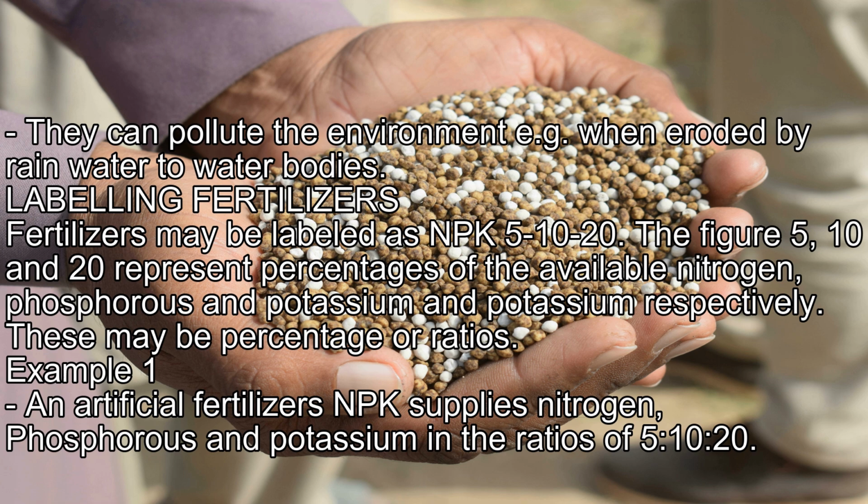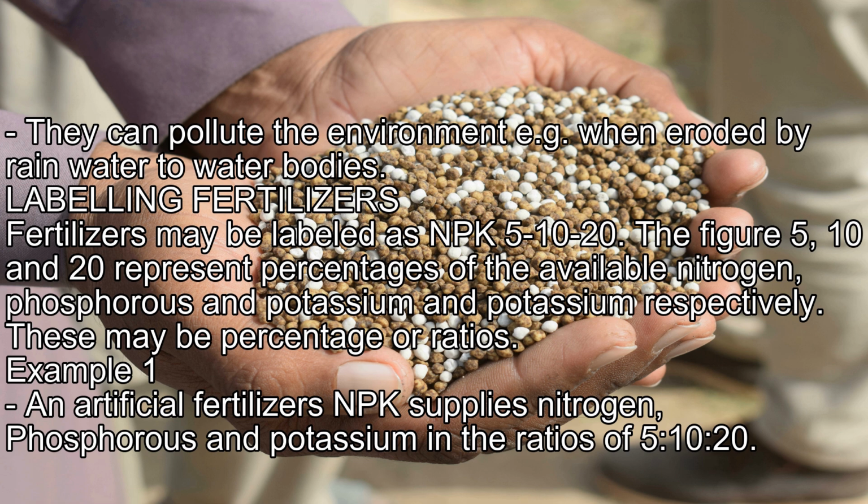Labeling fertilizers. Fertilizers may be labeled as NPK 5-10-20. The figures 5, 10, and 20 represent percentages of the available nitrogen, phosphorus, and potassium respectively. These may be percentages or ratios.